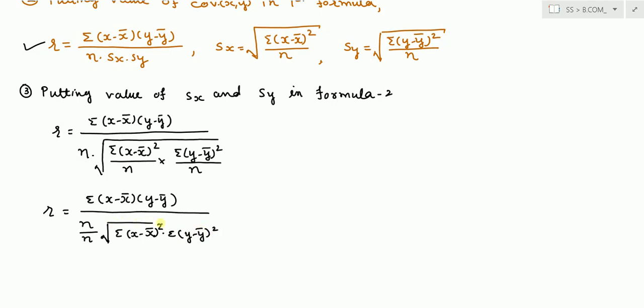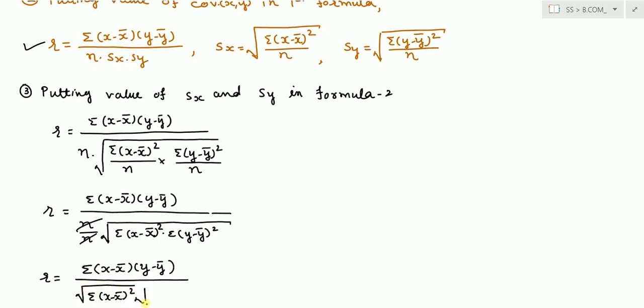Okay, here n should be cancelled out, therefore r is equal to what is left? r is equal to sigma x minus x bar into y minus y bar upon under root of sigma x minus x bar whole square into under root of sigma y minus y bar whole square. This is our formula number 3.